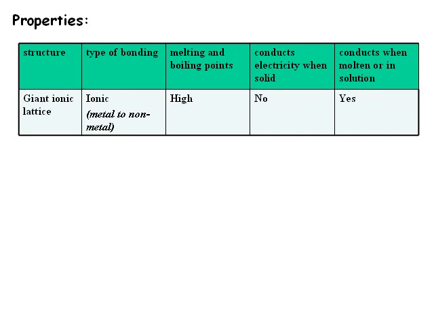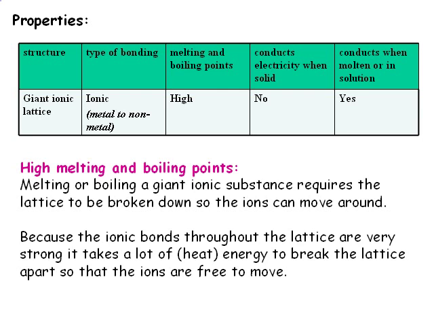We need to be able to explain why a giant ionic lattice would have each of these properties. The high melting point is easy to explain. When we melt the solid substance, we have to break the strong ionic bonds between the ions so that the ions are free to move around in the liquid state. This takes a lot of energy, so a high temperature is required.